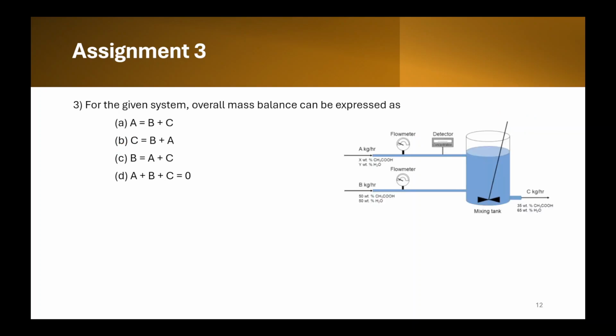The third question: for the given system, the overall mass balance can be expressed as. So this is the system as we have studied earlier. These are the two inlet streams. This is the outlet stream. If this is a steady state again.